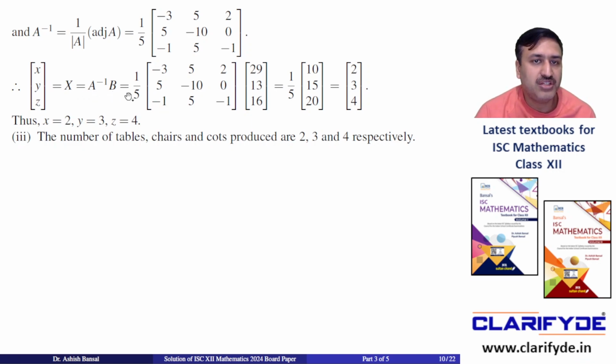Substituting the values of A inverse and B here, we get this matrix 2, 3, 4. On comparing the two matrices, we get x equal to 2, y equal to 3, z equal to 4. Hence, we get the number of tables, chairs and cots as 2, 3 and 4 respectively.